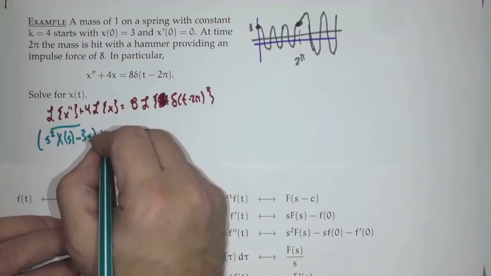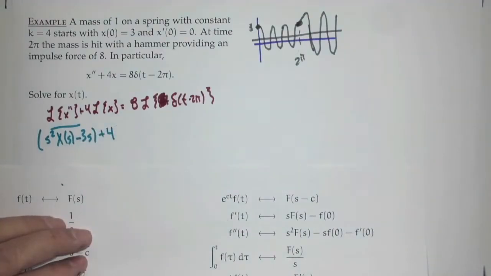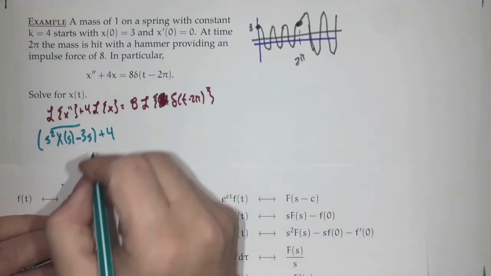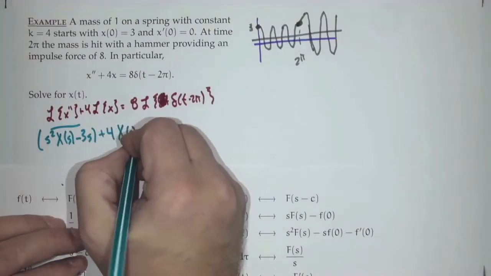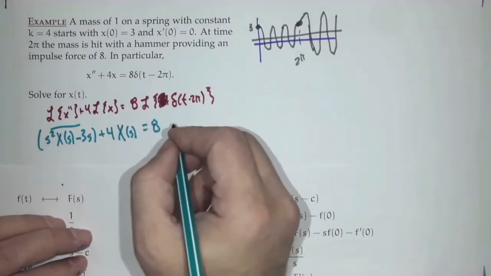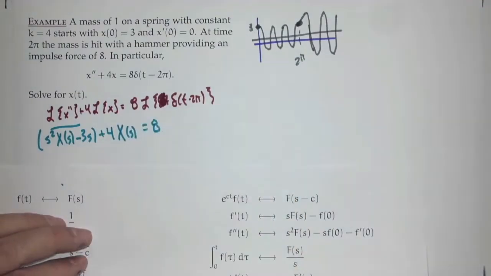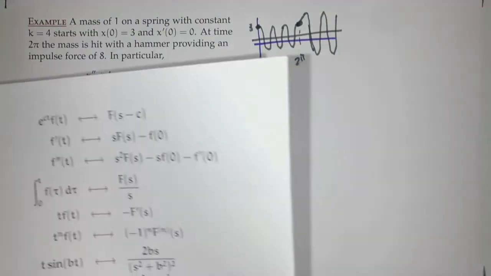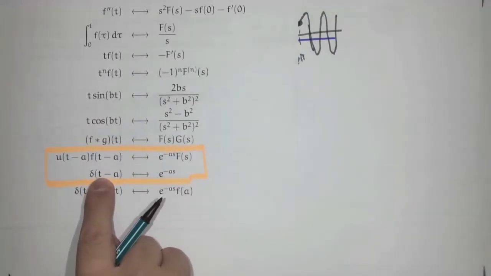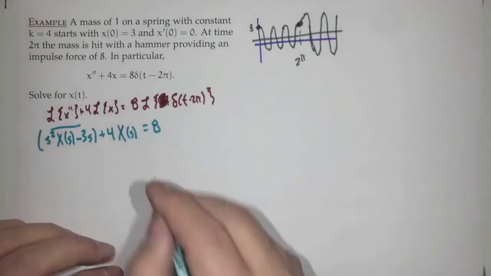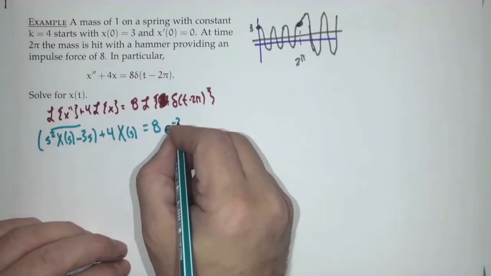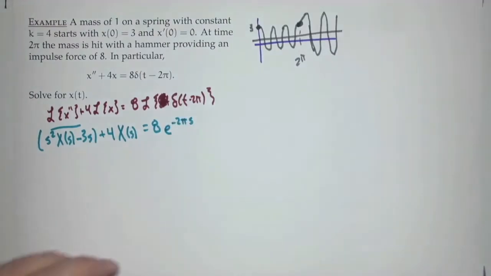Plus 4 Laplace transform of x of s equals 8 Laplace transform of delta of t minus 2 pi, which is e to the minus 2 pi s. So the delta function is super easy to take Laplace transforms of. We don't mind seeing that on our problems. Okay, where do we go? What's next?